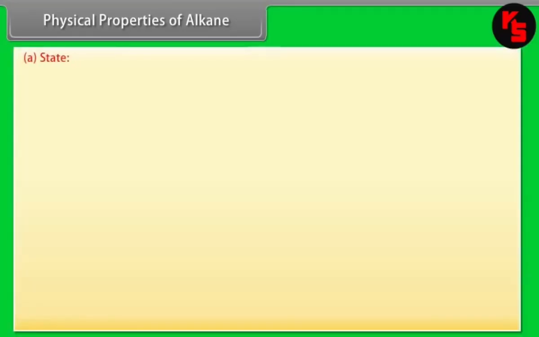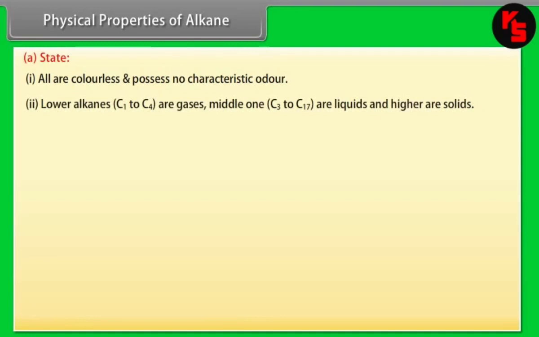Physical properties of alkanes. State. Number 1: All are colorless and possess no characteristic odor. Number 2: Lower alkanes, C1 to C4, are gases. Middle ones, C5 to C17, are liquids and higher ones are solids.